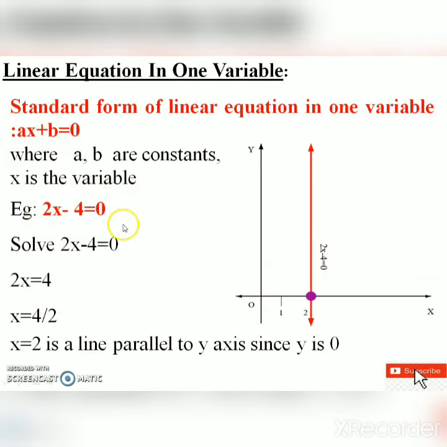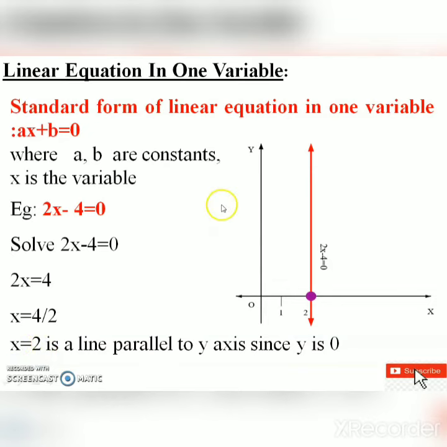Now if I want to plot 2x minus 4 is equal to 0 on a graph, what I need to do is send this minus 4 to the other side, because variables go on one side and numbers on the other side. So 2x is equal to 4. Now x is equal to 4 by 2. 2 ones are 2, 2 twos are 4. So x is equal to 2 is left.